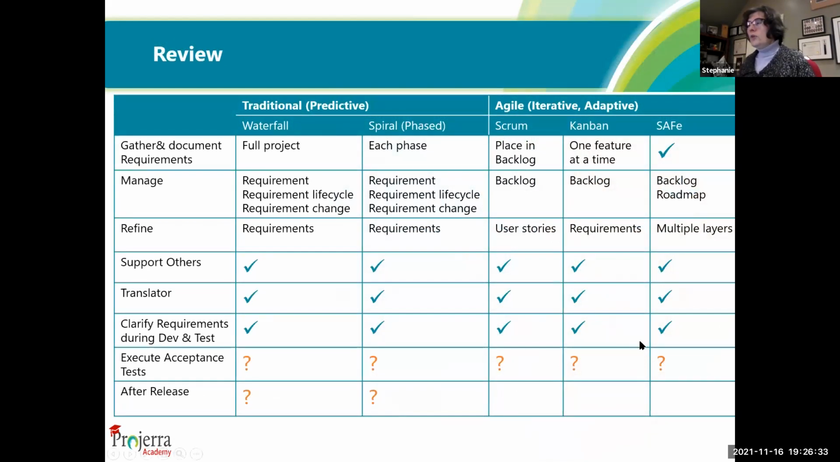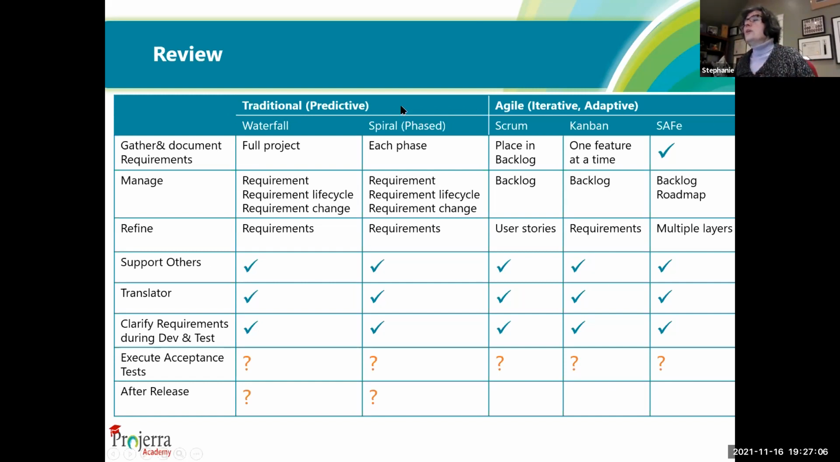Now, a quick review, a summary on one page of what we've talked about today. The waterfall approach, the spiral approach, Scrum, Kanban, and SAFe. Supporting others, the translator, clarifying requirements, that is consistent across all the different modes. Whether you're executing test cases is consistent across the modes. Working after a release is not so relevant in the agile spaces, but might be relevant in the waterfall and spiral approaches, to ask whether you accomplished things.